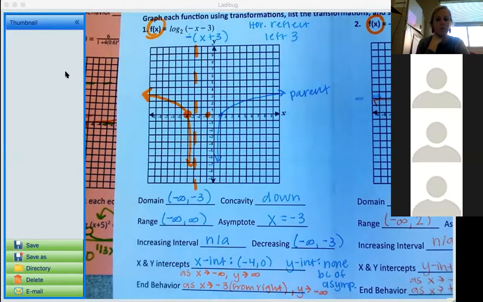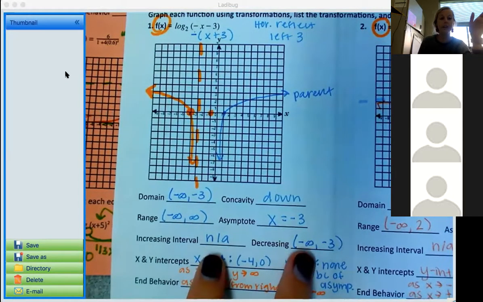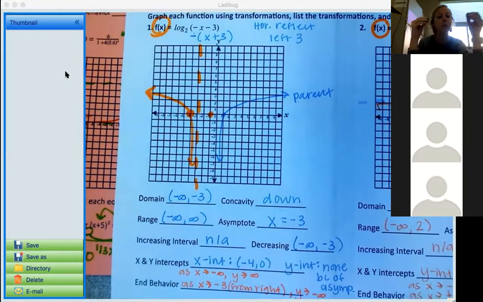Will your increasing and decreasing always be the domain? Yeah, so this is a very good question. This is where is the graph increasing or where is it decreasing? When is it increasing? When is it decreasing? Those are talking about the x's. So the increasing, decreasing intervals will always be the domain. Good question. Extra credit.